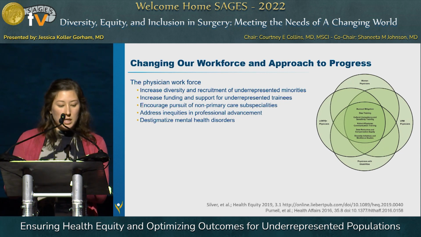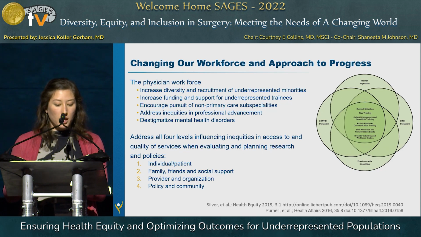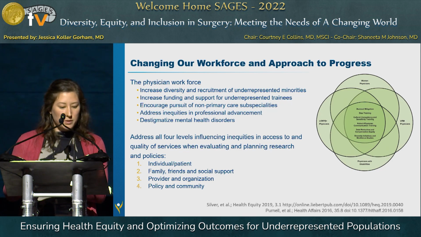To get there, we also have to increase representation amongst trainees. In July 2019, the ACGME included an annual assessment requirement for residency and fellowship programs to include their efforts in recruiting and retaining a diverse workforce. Be honest during these. Additionally, when planning our approach to systemic change, we need to address all 4 levels of influence, including the individual, the community, the provider and organization, and the policies.